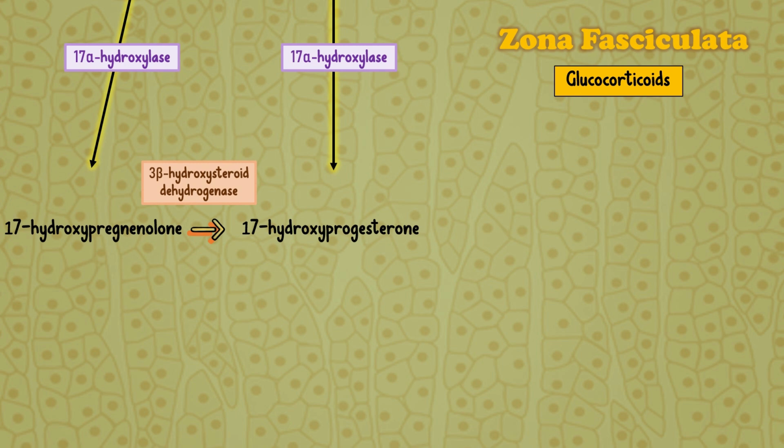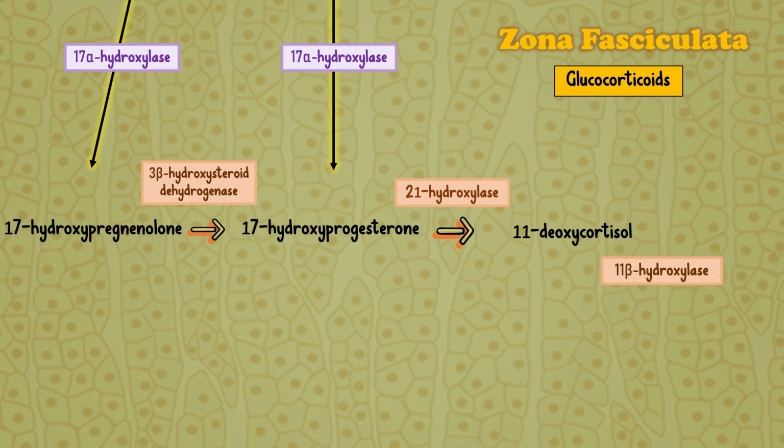Now, this 17-alpha hydroxyprogesterone is turned into 11-deoxycortisol by the enzyme 21-hydroxylase. Then finally, by the action of enzyme 11-beta-hydroxylase, we get the glucocorticoid, cortisol. Now, after zona glomerulosa and zona fasciculata, we have the inner region of adrenal cortex, zona reticularis.